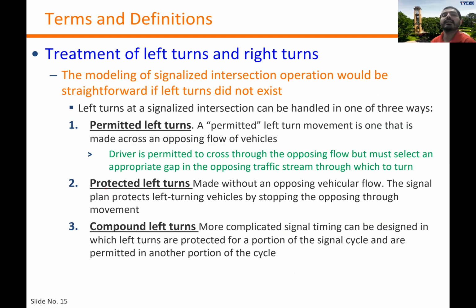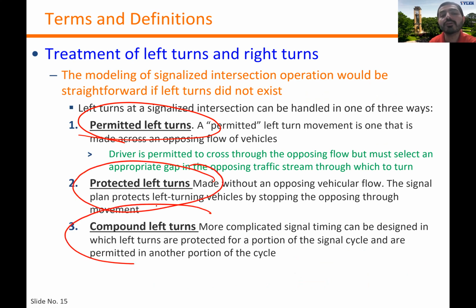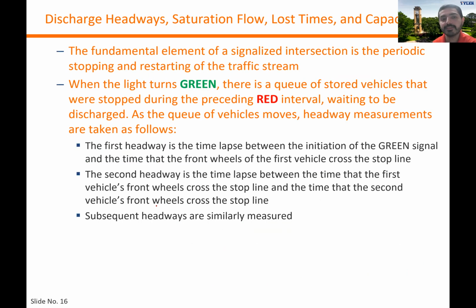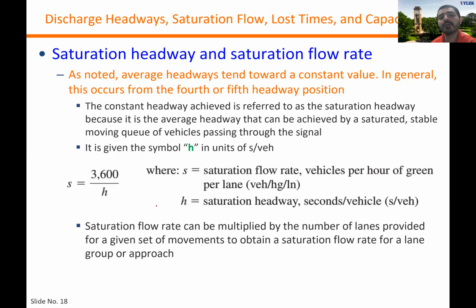I can also ask you to list for me the three different left turn treatments that we can have. Those are permitted left turns, protected left turns, or compound left turns. Or I can ask you, what's the difference between a permitted left turn and a protected left turn? Then here we're starting the calculation part of the chapter. This is a very conceptual equation that I will not provide to you. This is basically the definition of the saturation flow rate, which is 3,600 seconds over the average headway per vehicle. That's as simple as that.